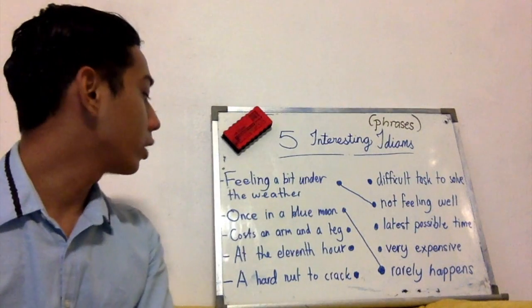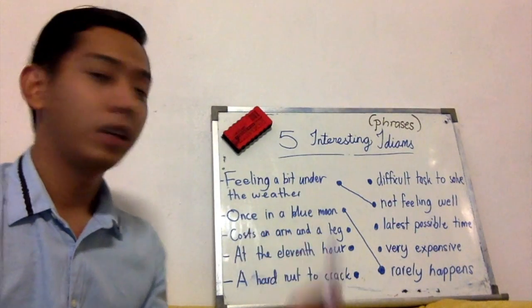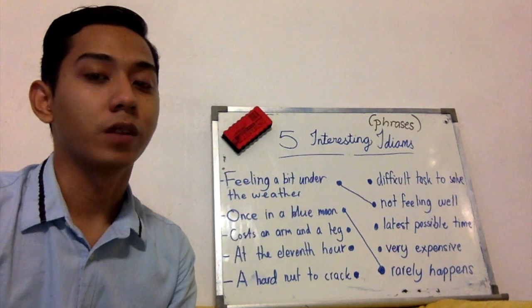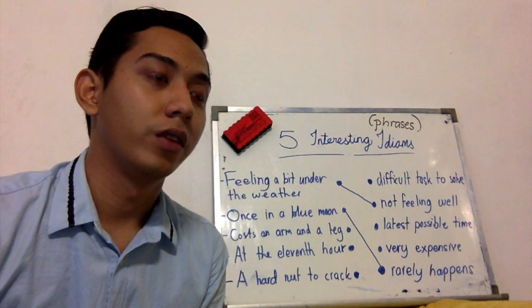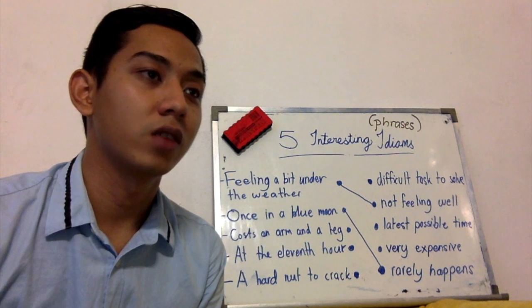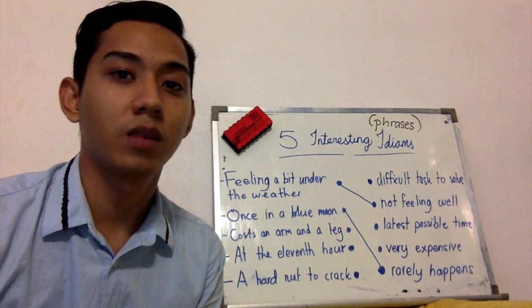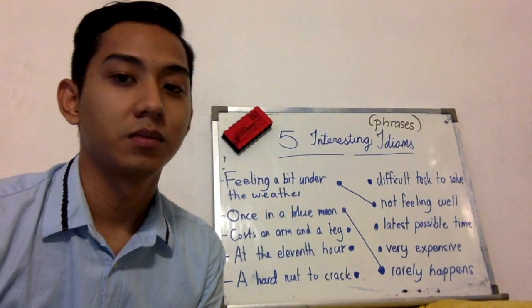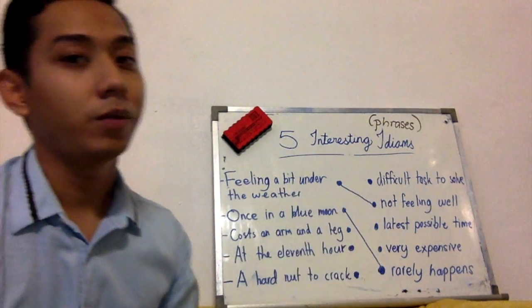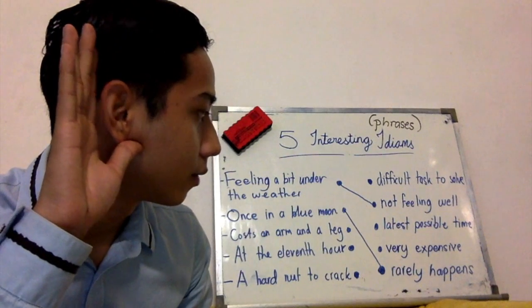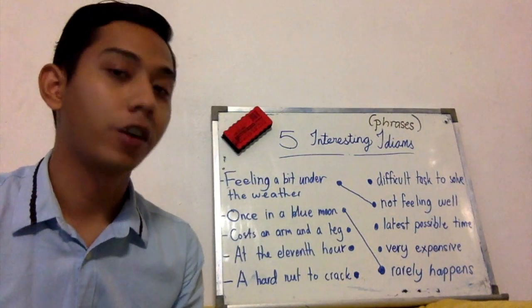Okay, let's get to the next one. Cost an arm and a leg. What does it mean? Here's an example of a situation. Wow, the new iPhone 10 is $1,000. That's gonna cost me an arm and a leg. What does it mean then? Can you tell me? Very expensive. Correct.